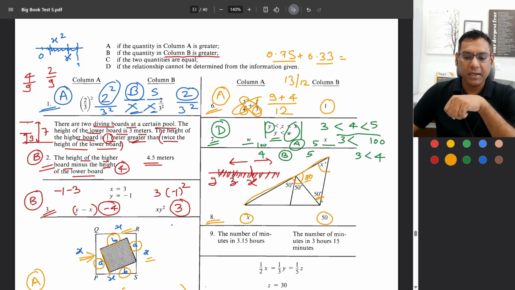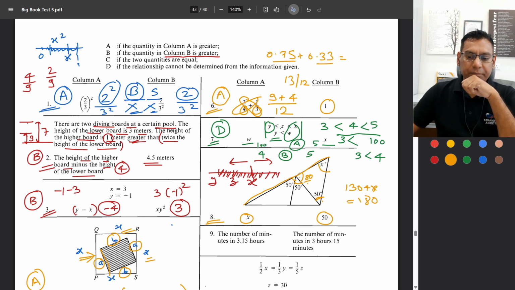Now look at this triangle, right? So I get 80 plus 50 is 130. 130 plus x should again add up to 180 because this is a triangle. So x should be 50. X should be 50, right? So I get 50 and 50. Answer choice C.